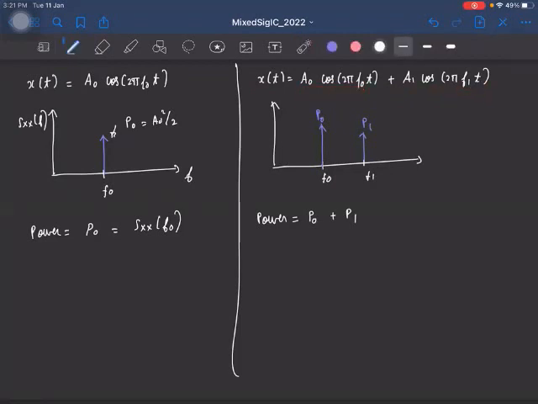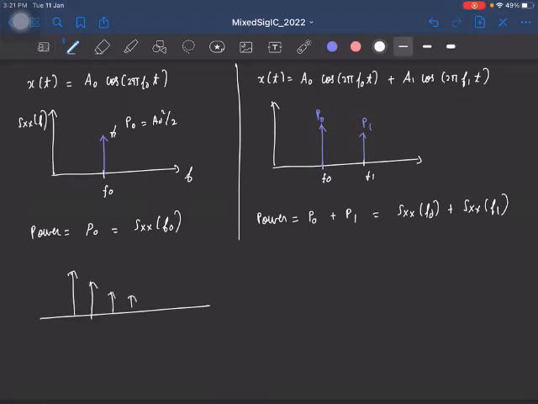Okay, so now we saw we have two sinusoids. The power is equal to the sum of these two powers, right? And what are these? These are the power spectral density values at these two frequencies. Okay. So now similarly, if we have, let's say, multiple sinusoids, we'll have impulses at multiple frequencies in the power spectral density. So in this case, what will be the power? Well, it will be the sum of the power spectral density values at these frequencies, right? So let's say these are multiple frequencies, some f0, f1, f2, and so on.